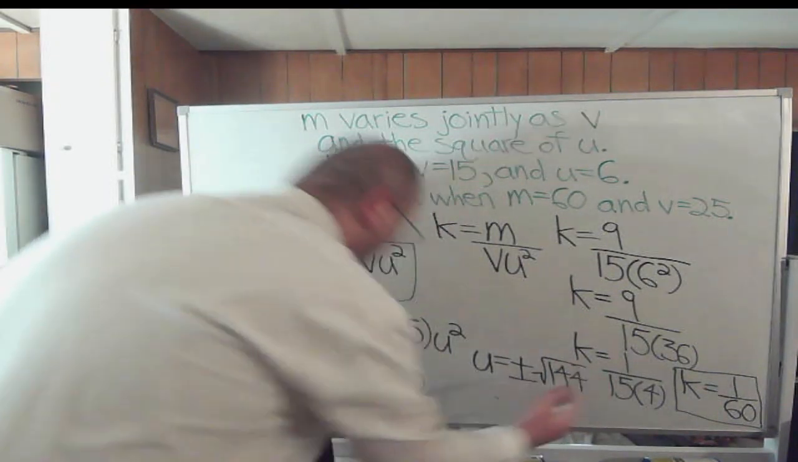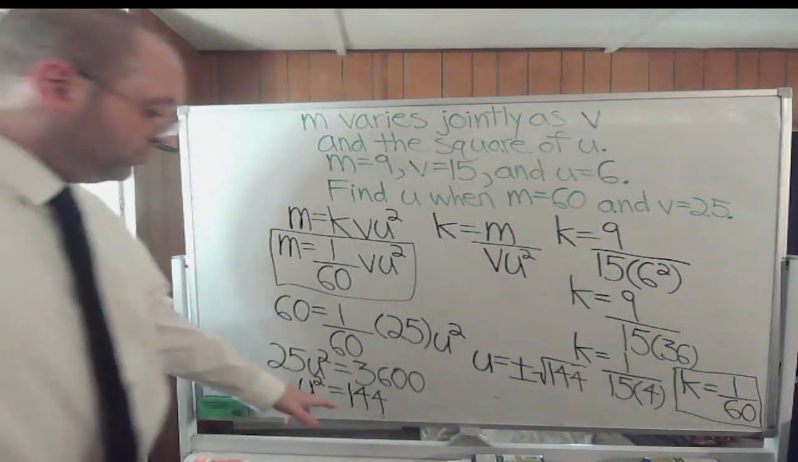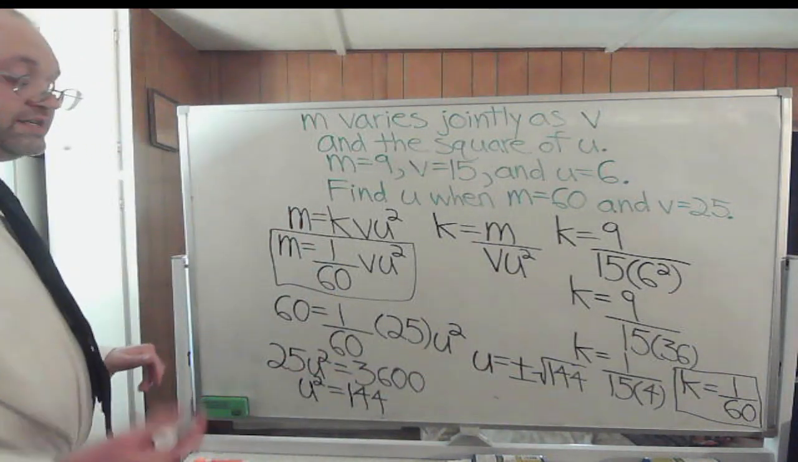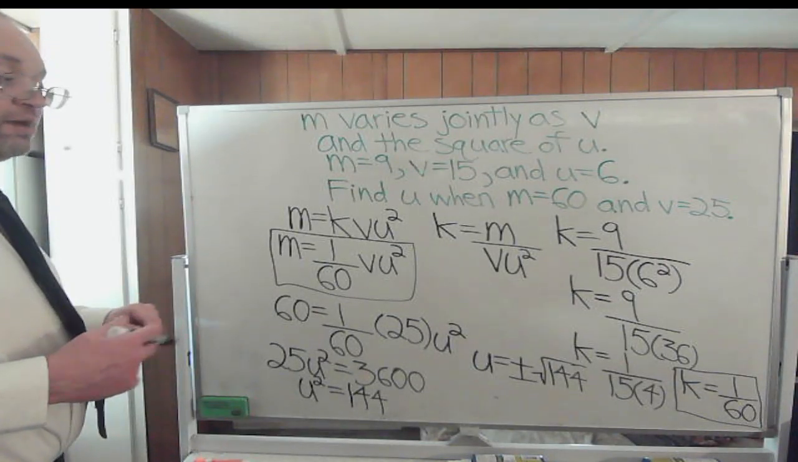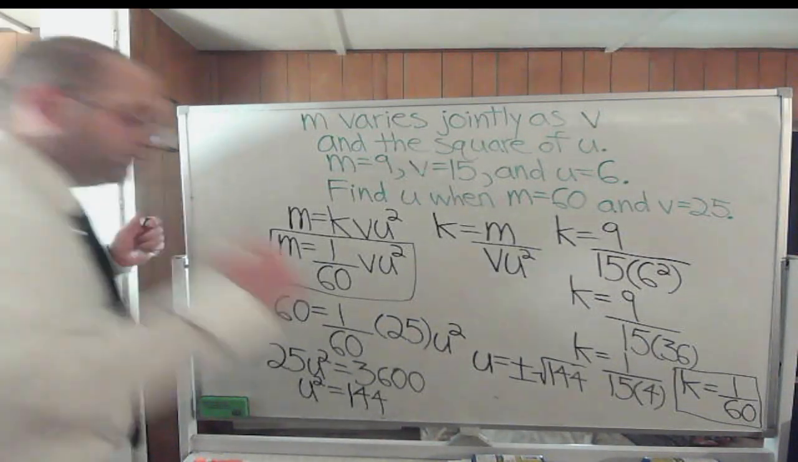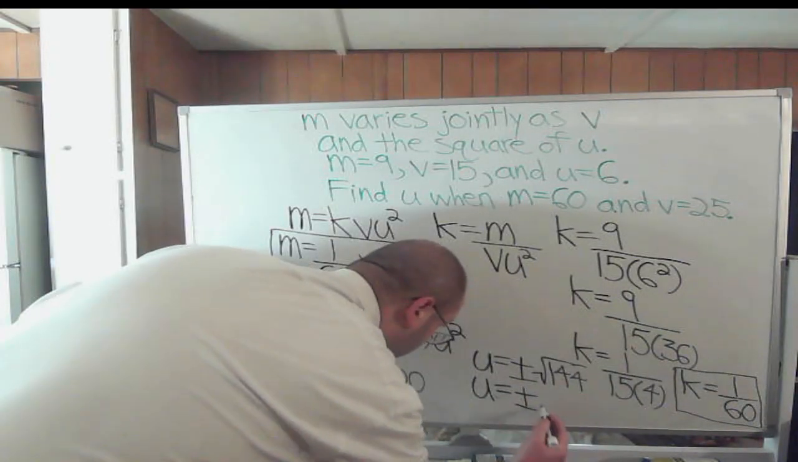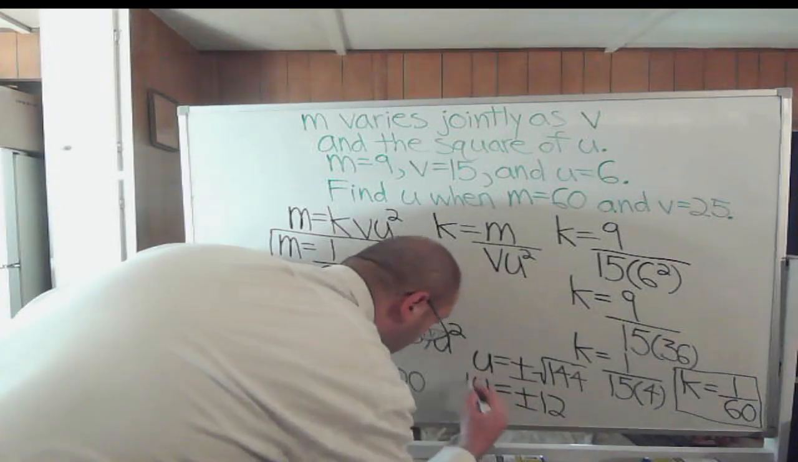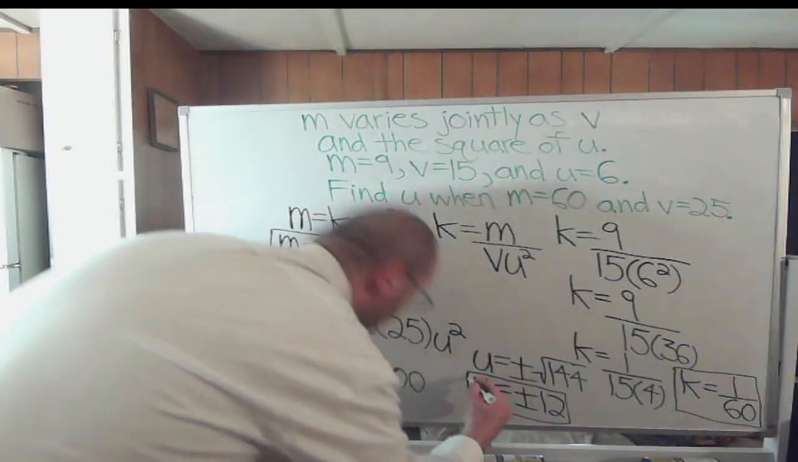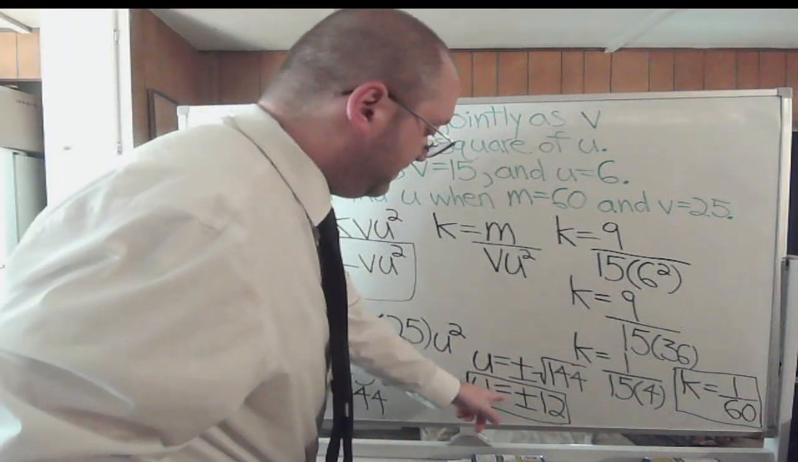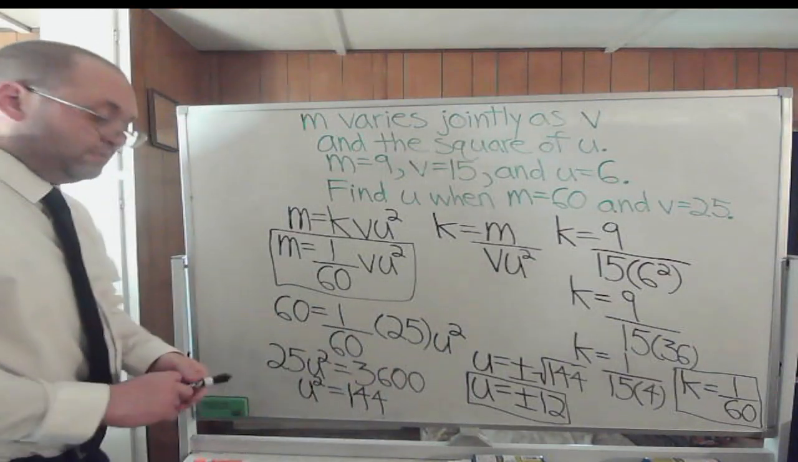Because when you have a quadratic equation with a variable, the right side is plus or minus the square root of that number. You get two results. And we all know the square root of 144 is 12. So ultimately, u is going to equal both plus and minus 12. And that would be your answer. When m equals 60 and v equals 25, u is equal to both positive and minus 12.